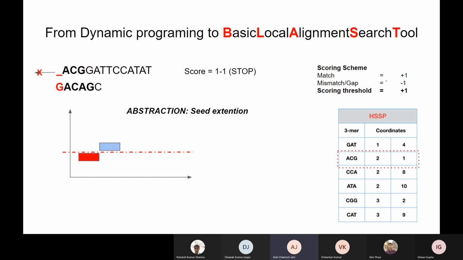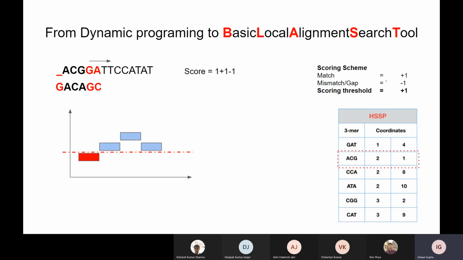Yes, sir. You do the same thing now to the other side. When you extend, you find a match. So you have +1. You further extend, there is a mismatch. So you have -1. And then you extend further. There is again a mismatch because there's a gap now, and because of the gap the alignment falls below the threshold and you stop. You do the same thing for all the HSSP pairs.